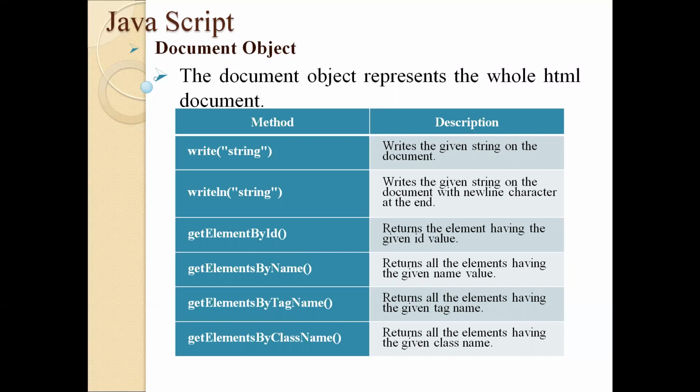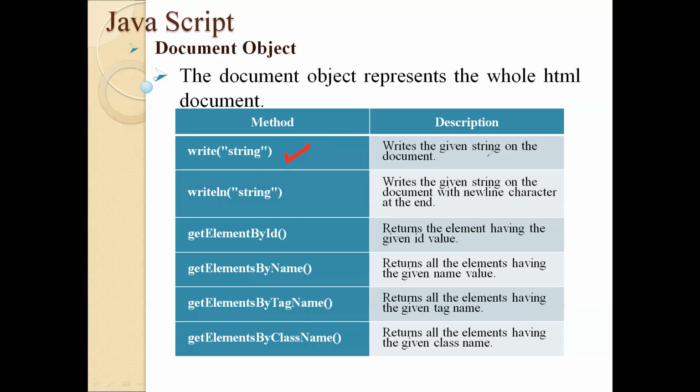Here is the description on the right-hand side. You can find the description of each and every method which can be used with the document object. So let us have a look at each method in detail. The first one is write of string, that is document.write of string. It will write the given string on the document. This particular method is used to write the given string on the document.